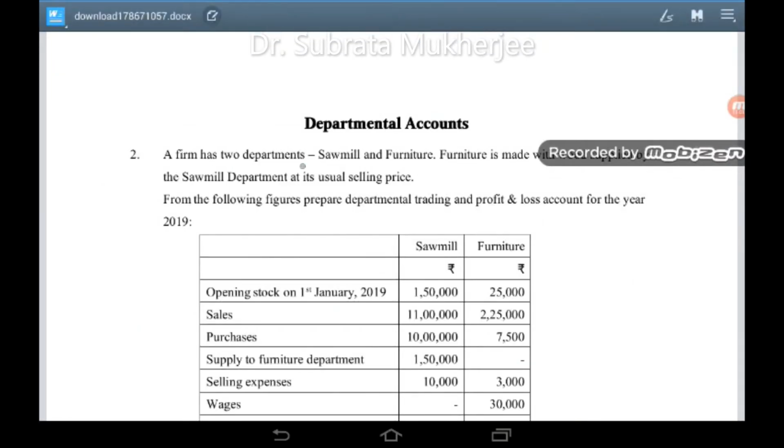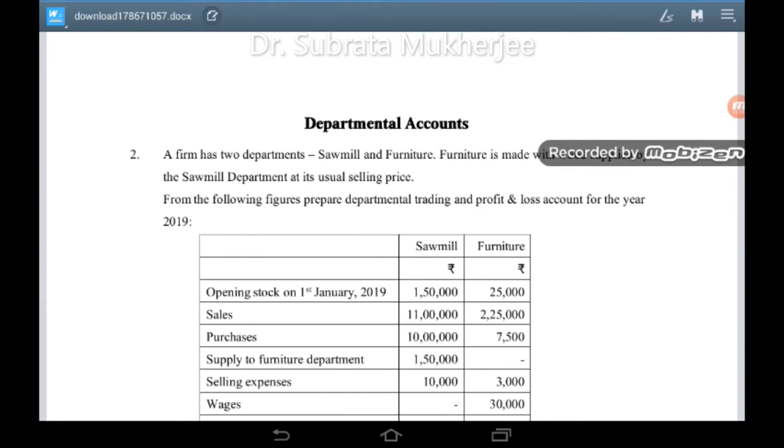And today I will discuss a problem on departmental accounting. A firm has two departments, sawmill and furniture. Furniture is made with wood supplied by the sawmill department at its usual selling price. From the following figures, prepare departmental trading and profit and loss account for the year 2019.